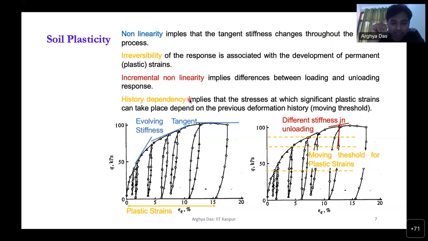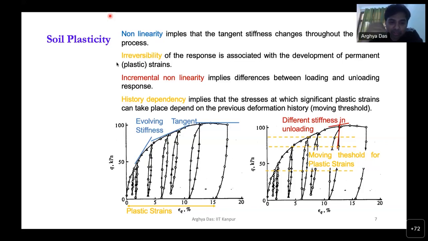And there is history dependency, which is another crucial aspect. History dependency is nothing but our pre-consolidation pressure. When we take a sample, if the sample was already loaded earlier, and its pre-consolidation pressure changes, then initially if we apply a load, it will behave like an elastic material until the load reaches that pre-consolidation pressure, and beyond that it will start deforming again. That's why we sometimes call soil a smart material, because it can store some sort of history, unless we completely remold the soil and come up with a new sample. It preserves that history, as I mentioned earlier, for example for clay samples.